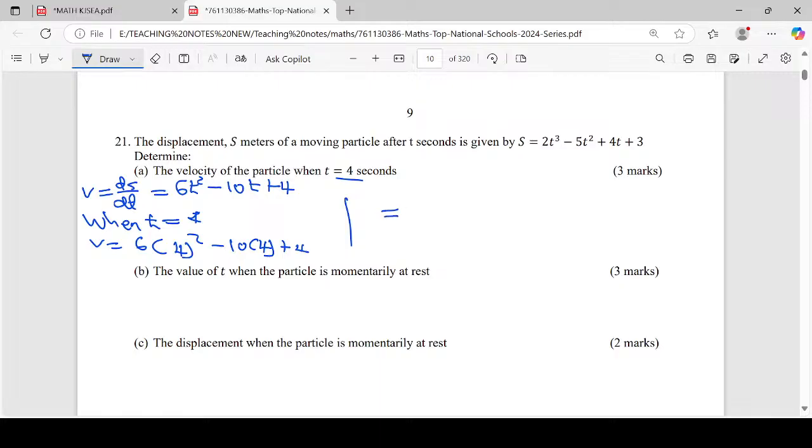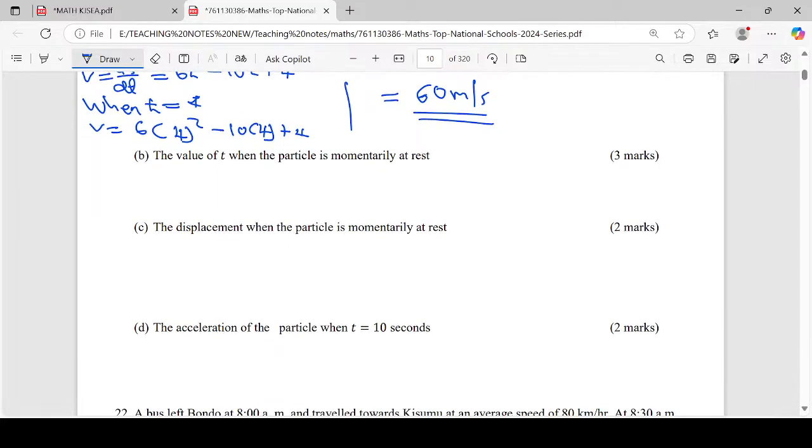Then with the aid of our calculator, we do replacement. This will be 6 into 4 squared minus 10 into 4, then plus 4. You get v is 60 meters per second. So when t is equal to 4, v is 60 meters per second, learners. That's how you answer that question.